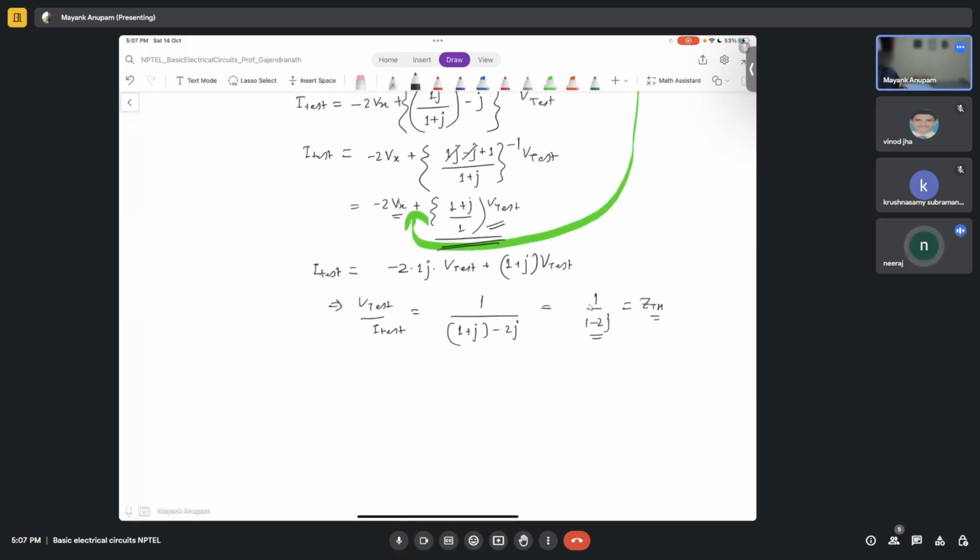Okay, so how much is this? Can you replace it like this? So this will be 1 plus 2J divided by 1 plus 4, or in other words, 5. That is 1 plus 2J by 5. This is ZTH. So 0.2 plus 0.4J. Yes.